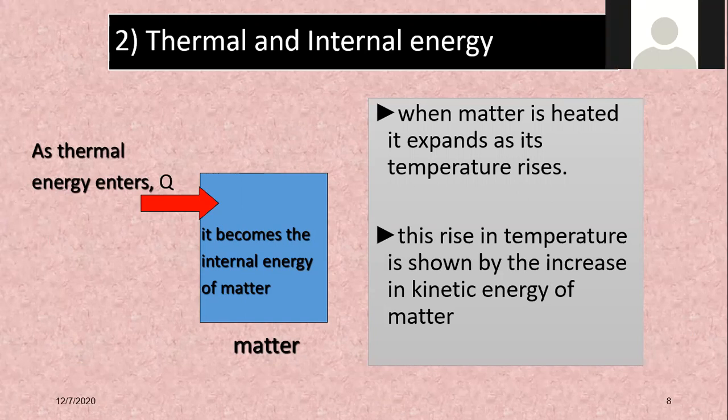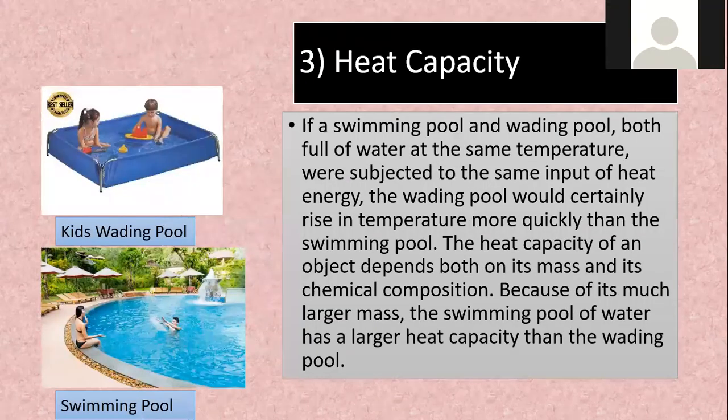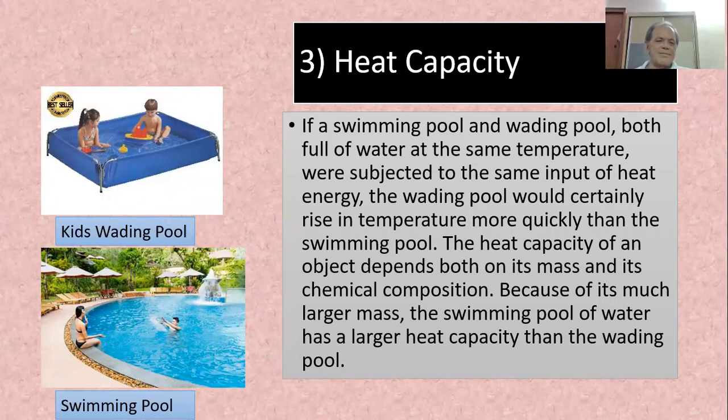Remember the formula I've given you earlier? Temperature rise, internal energy rise. If you look at a small kid's paddling pool and a big swimming pool, you put them in the sun, it takes a lot of time to heat up the swimming pool. I mean the bigger one will take a long time. So it has more heat capacity. The smaller one has smaller heat capacity.